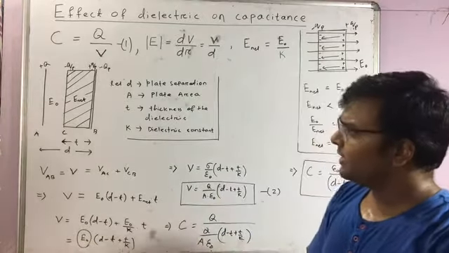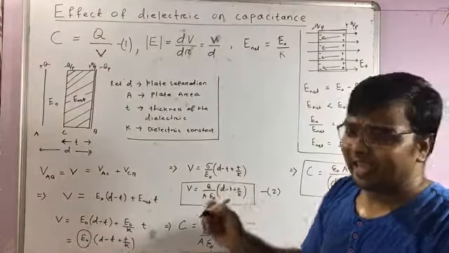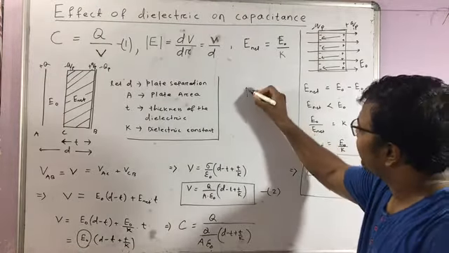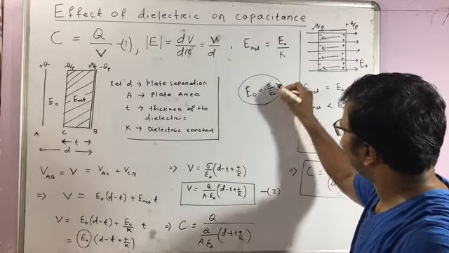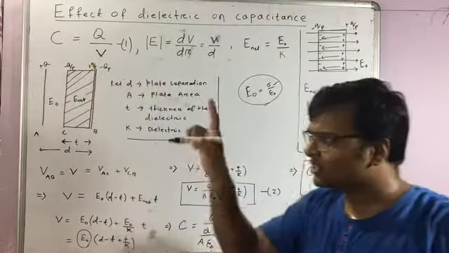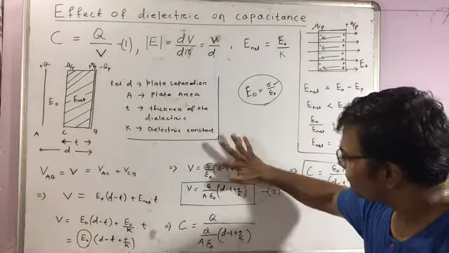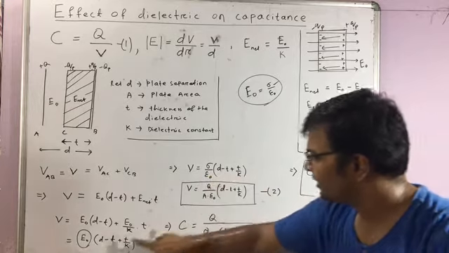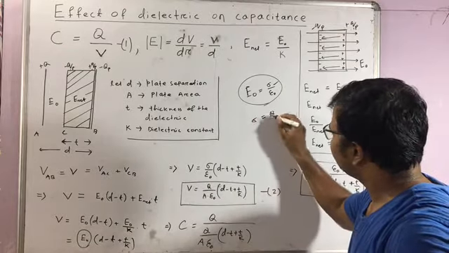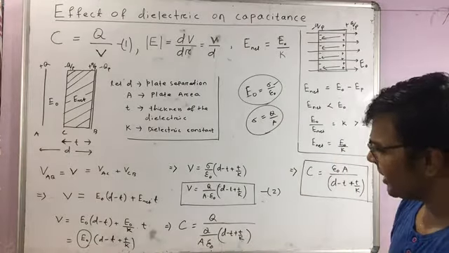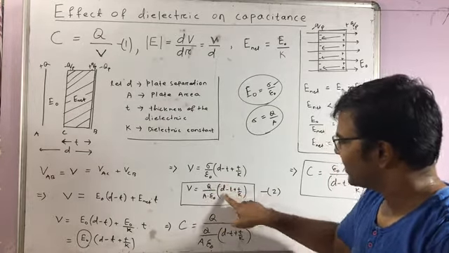E naught is the field in between the plates of the parallel plate capacitor having an air gap, and for that E naught, in your earlier classes I have already derived, it is sigma by epsilon naught, where sigma is the surface charge density of the parallel plate capacitor. So for E naught I have substituted sigma by epsilon naught, and it is D minus T plus T by K. Got? And we know sigma is what? That is Q by A, charge per unit area. So for sigma I substituted Q by A epsilon naught, and this term remains as it is.